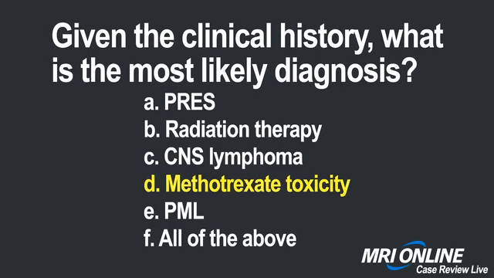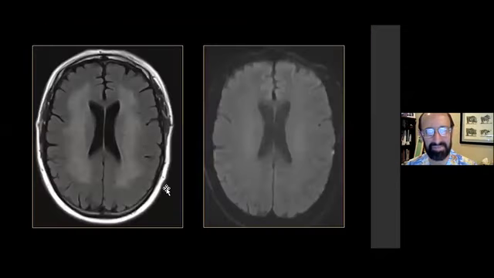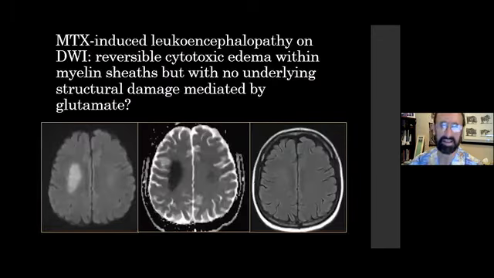All right, the results. One third said radiation therapy, one third said CNS lymphoma, and one third said all of the above. Very good. So this is another example of the same entity. In this case, you see that the FLAIR signal abnormality is quite apparent, but the diffusion weighted scan is negative, as opposed to our case where the diffusion was positive and the FLAIR was negative. So this is indeed methotrexate-induced leukoencephalopathy, which has this interesting phenomenon.